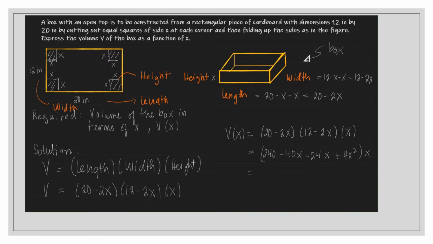Let's distribute that as well. So we get 240x minus 40x squared minus 24x squared plus 4x cubed. Let's just rearrange. So we have 4x cubed, and then combine similar terms. We have minus 64x squared plus 240x. So this is now the volume of the box in terms of x.